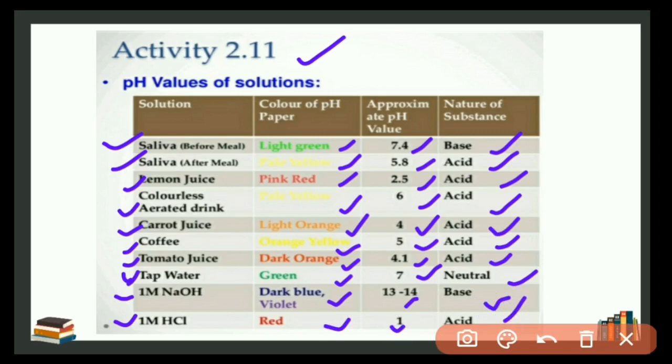So according to color change we can easily determine the pH value, and according to the pH value we can easily predict the nature of the substance.